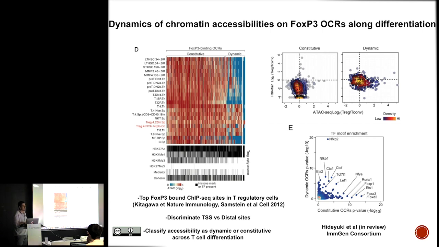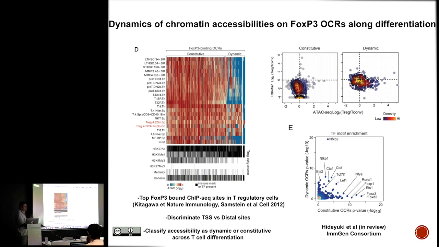So I looked at the top 2,000 sites from these data sets aggregated, and I broke them into TSS, so promoter versus non-promoter. I don't have the promoter showing, but for the promoter, what I found was that it was generally all constitutive. So the promoters that were bound by FOXP3 in Tregs were already accessible all the way up to stem cells. However, when I looked at the non-TSS, the distal OCRs, I found that there are two clear classes, a constitutive class and a dynamic class. The constitutive class is accessible starting from stem cells all the way down, even into non-T cells like macrophages and B cells. However, the secondary class seems to have this dynamic fluctuation in the accessibility of these bound sites. So there's something clearly different about these FOXP3 distal OCRs between the constitutive and the dynamic properties of the accessibility.